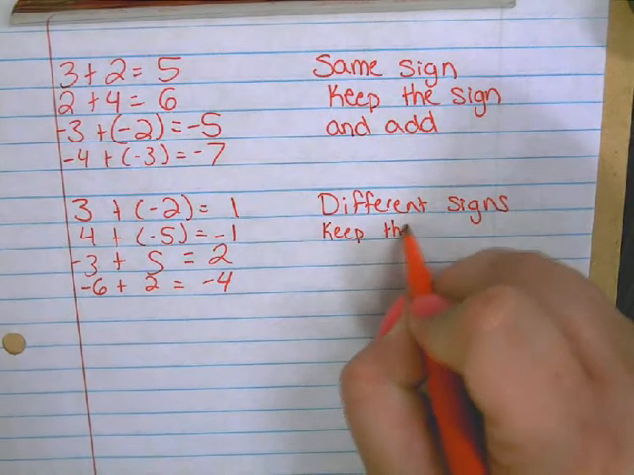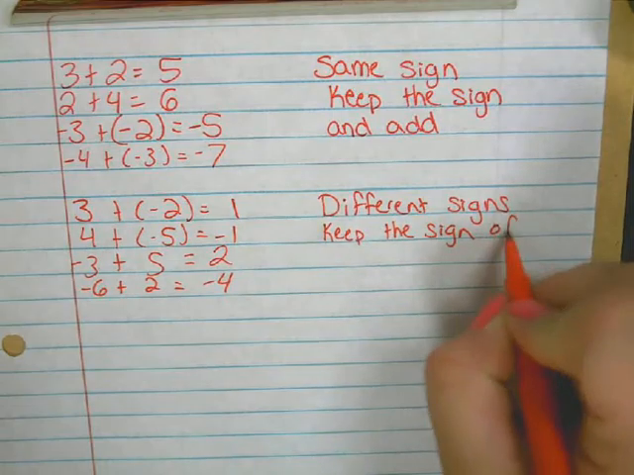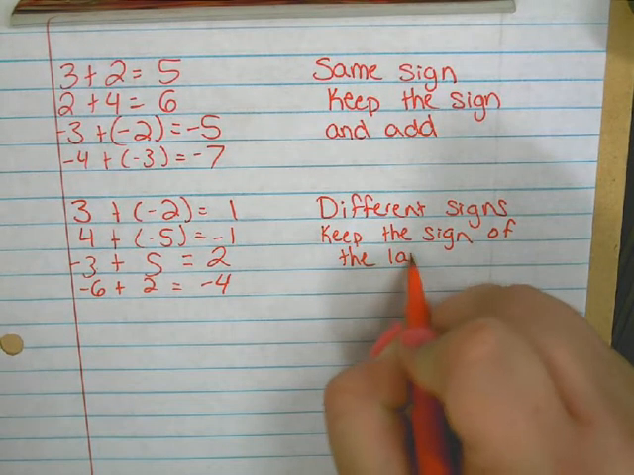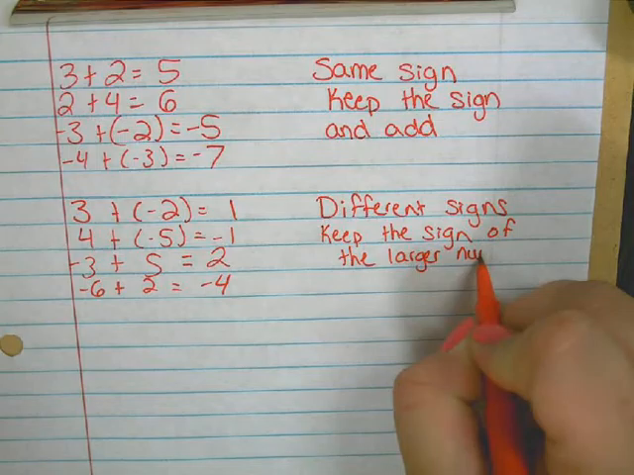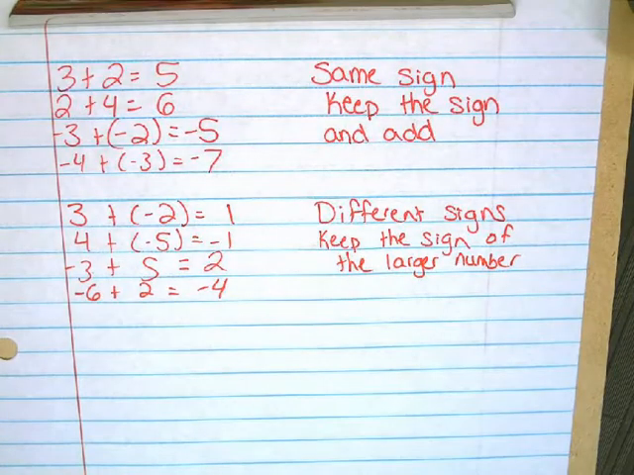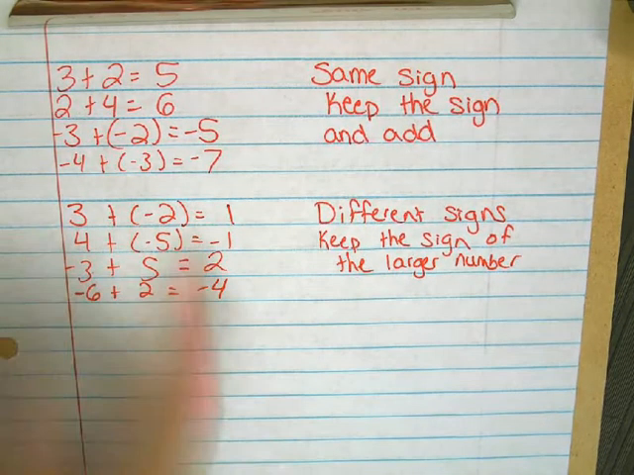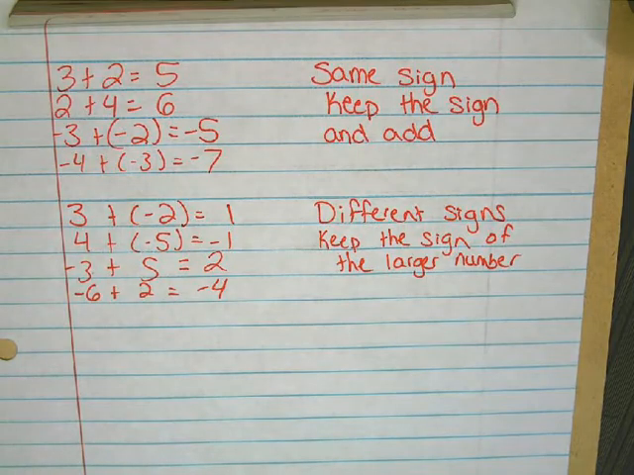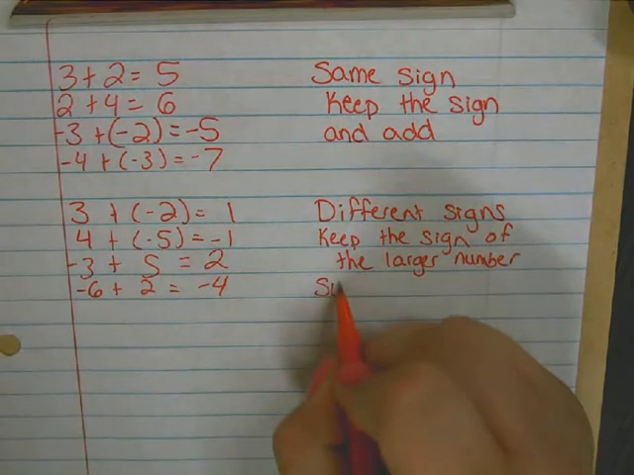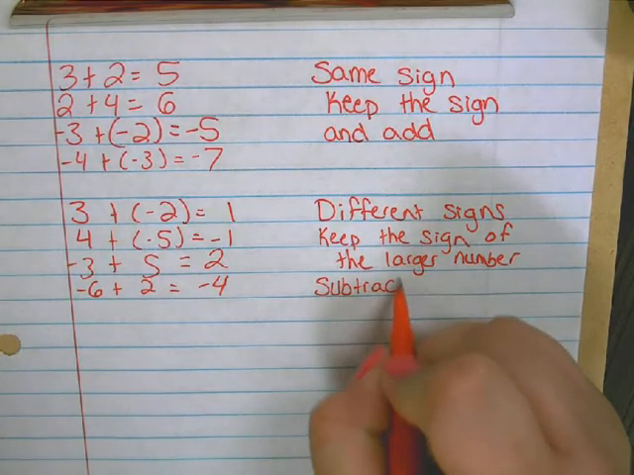How did I get 1 and 1 and 2 and 4? I figured out how to get the sign, but how do I get the number that goes with it? Subtract by the lower number. So let's look. If I have 3 plus a negative 2, this rule is telling me to subtract the numbers. So what's 3 minus 2? 1. What's my larger number? 3. So it's a positive 1.